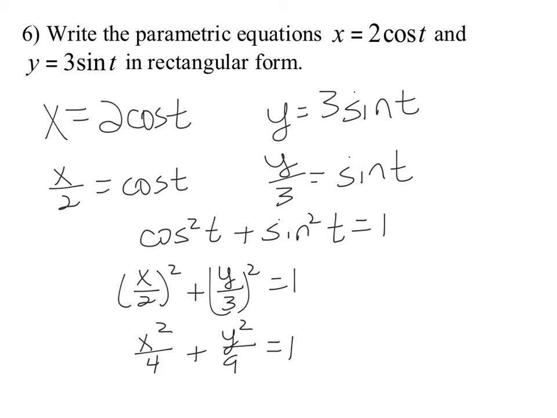I have x squared over 4 plus y squared over 9 equals 1. And that's all you have to do for this problem, is just rewrite these parametric equations into rectangular form.